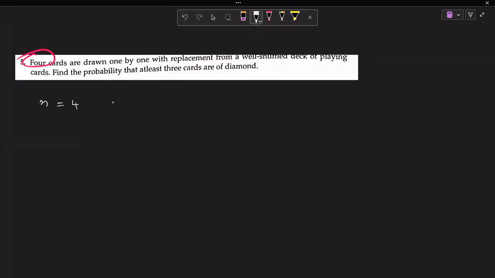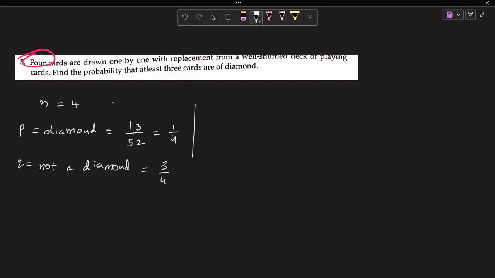So getting a diamond probability. How many diamond cards are there? 13 diamond cards out of 52, so 13 by 52 is 1 by 4. And its negation, not a diamond. Say P is diamond card and Q is not a diamond card. So Q will be 3 by 4.